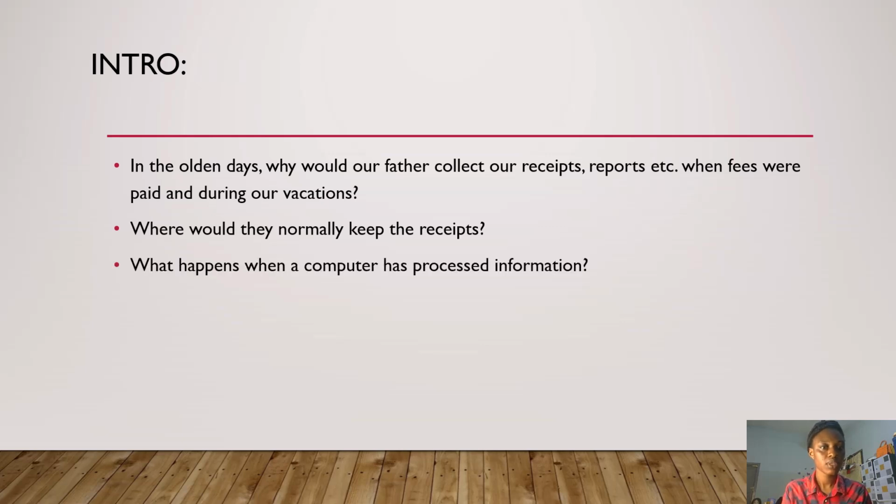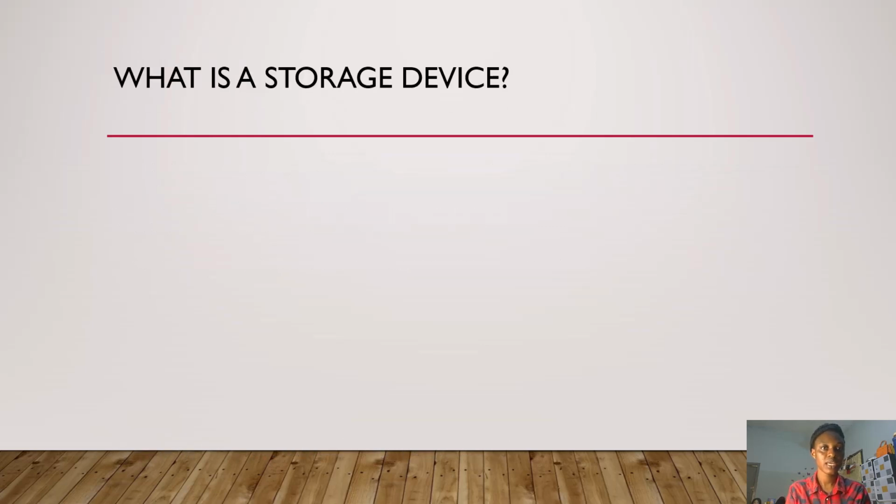So the second one, what happens when a computer has processed information? Back to the question, where do they normally keep the receipt and why? For future reference, for future purposes. So in this case, what happens when a machine or our computer has processed information? It stores the information for reference and for future use. So let's quickly go to our next slide.